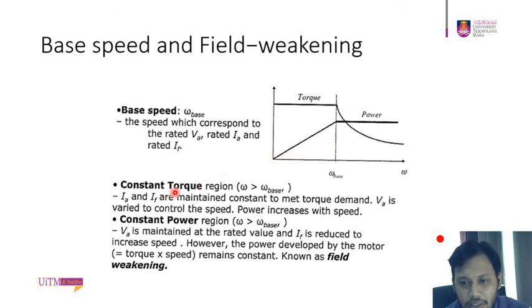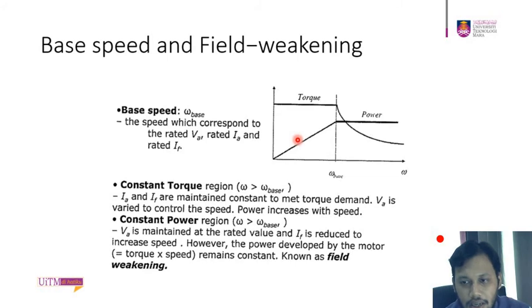So the constant torque region is where your omega is lower than the omega base. IA and IF are maintained constant to meet the torque demand, and VA is varied to control the speed. So here your power increases with the speed, so it's very easy to regulate in this case.